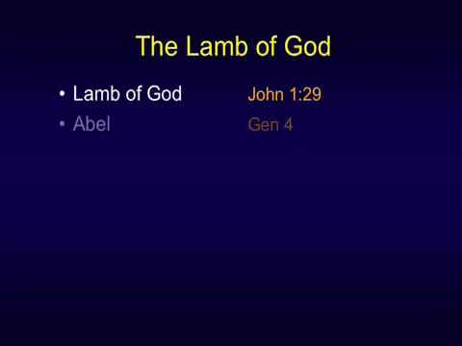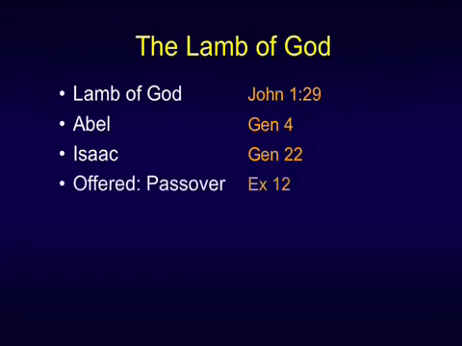The Lamb of God, introduced that way in John chapter 1. The lamb was the offering of Abel, who got Cain so upset in Genesis 4. Isaac was offered as the lamb, in effect, in Genesis 22, the Akedah. And of course, Passover, the very label that is being used here, is a foreshadowing. Here again, we have the acting out of the nation of Israel.